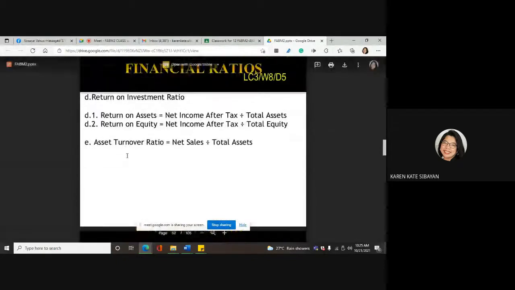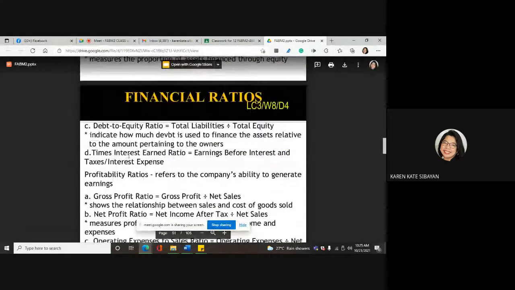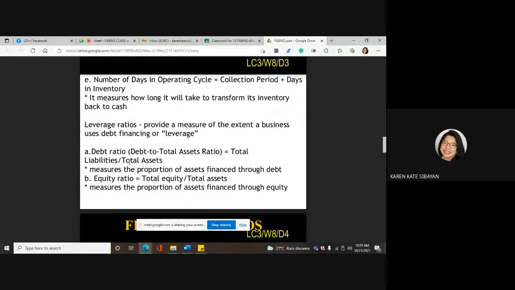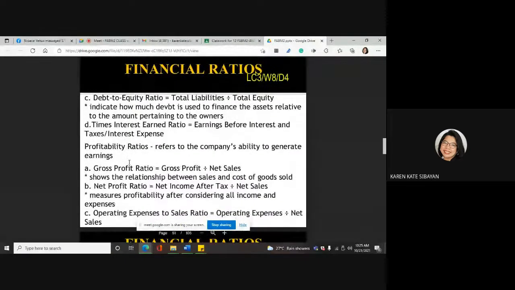Hanggang, naubos ko na. So more on activities na tayo. Next is equity ratio, total equity over total assets, measures the proportion of assets financed through equity. So see, debt to equity ratio. So ito lang class, mga formula, total liabilities divided by total equity. It indicates how much debt is used to finance the assets relative to the amount pertaining to the owner. D times interest earned ratio equals earnings before interest and taxes divided by interest expense.